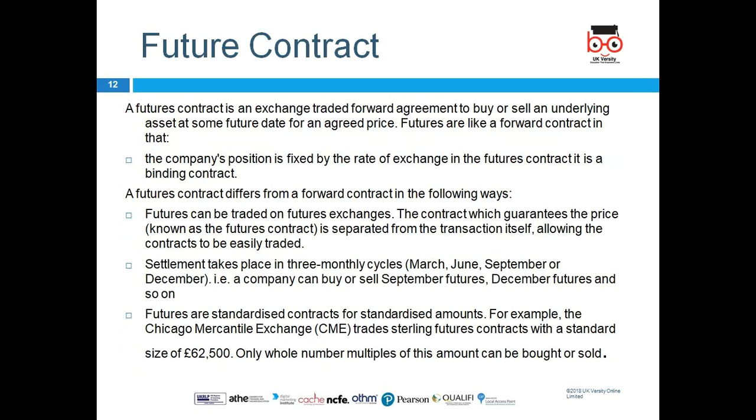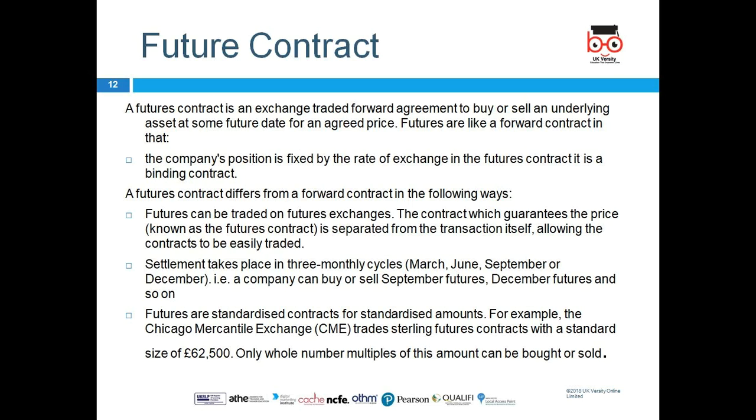So futures contracts are exchange-traded forward agreements to buy and sell underlying assets on future dates at an agreed price, like forward contracts. The company is in a position to fix the buy rate of exchange. In the future contract, it is a binding contract. Futures contracts differ from forward contracts in the following ways. Futures can be traded on the futures exchange, not the currency exchange. The contract which guarantees the price is known as the futures contract.